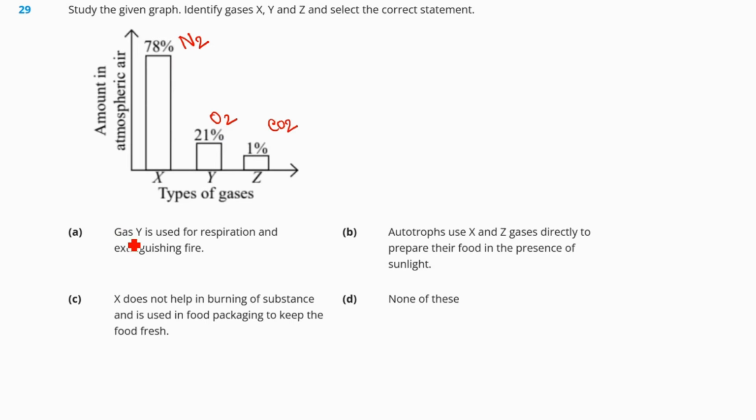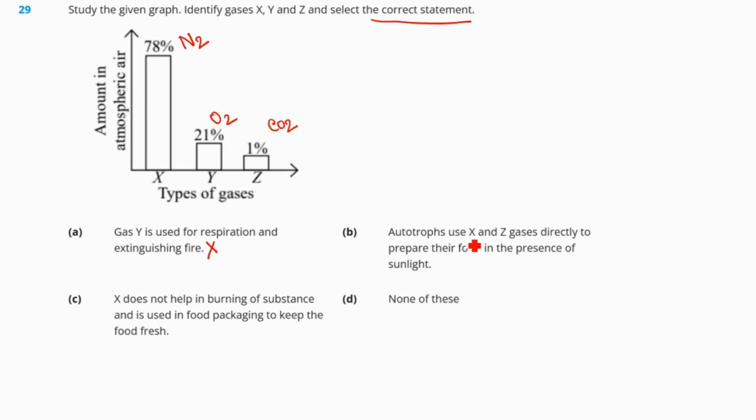Option A says gas Y is used for respiration and extinguishing fire. We have to find the correct statement here. So always keep an eye on what they're asking, the correct statements or the incorrect statements. Okay. So gas Y is used for respiration and extinguishing fire. No, oxygen is never used for extinguishing fire, but rather oxygen helps in burning. So this is a wrong statement.